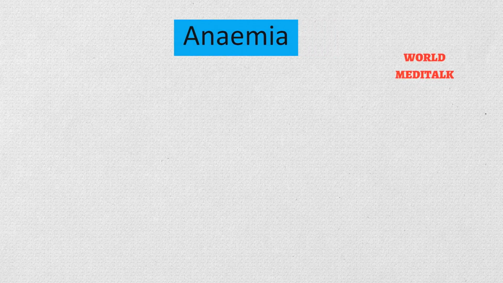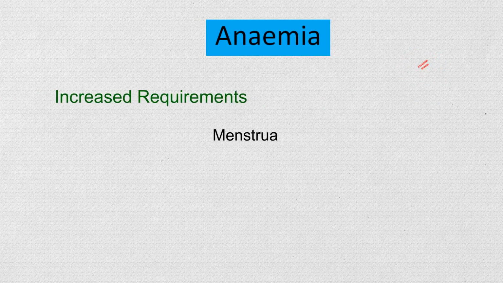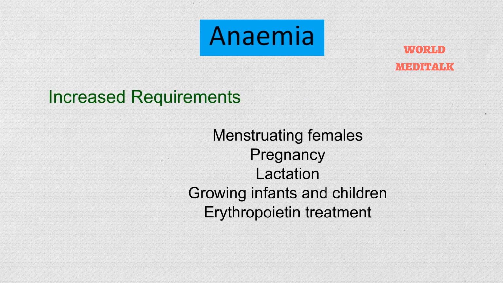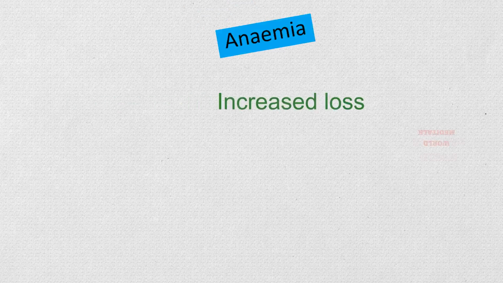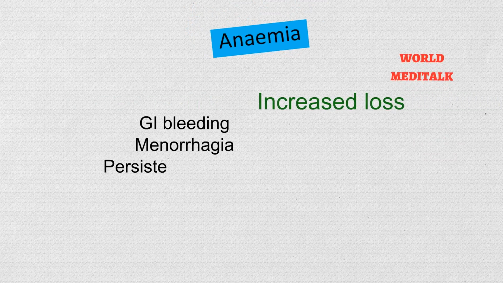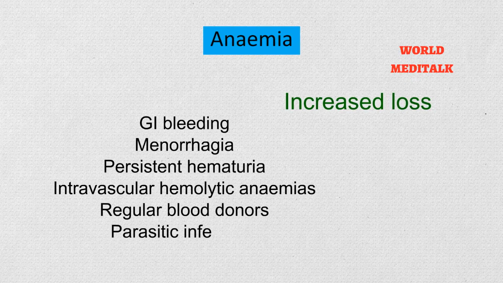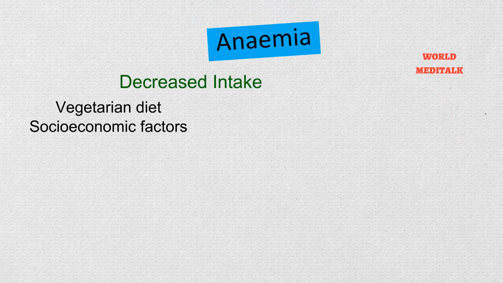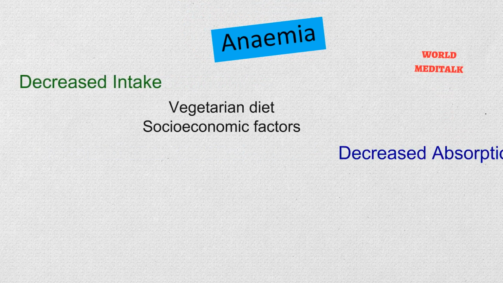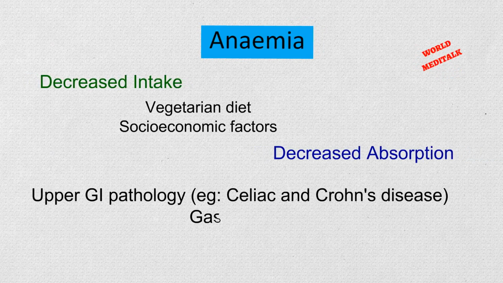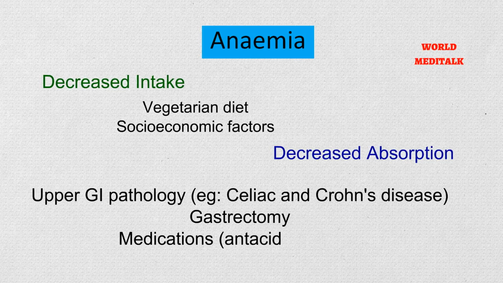Now we will discuss some common causes. Increased requirements: menstruating females, pregnancy, lactation, growing infants and children, erythropoietin treatment. Increased loss from GIT bleeding, menorrhagia, persistent hematuria, intravascular hemolytic anemias, regular blood donors, parasitic infections. Decreased intake: vegetarian diet, socioeconomic factors. Decreased absorption: upper GIT pathology like celiac and Crohn's disease, gastrectomy, medications like antacids and Zantac.